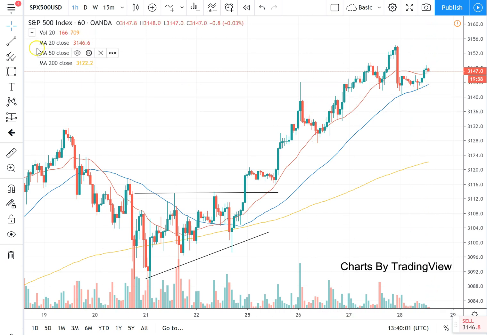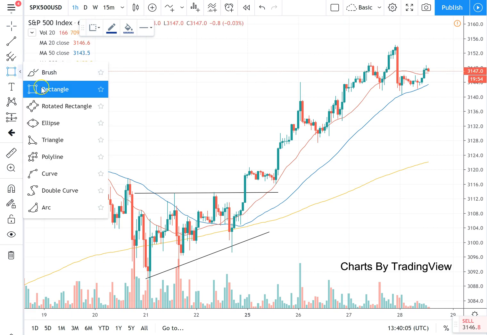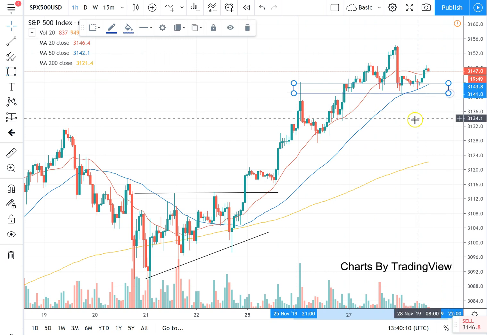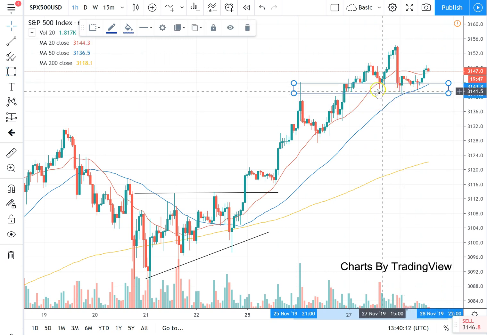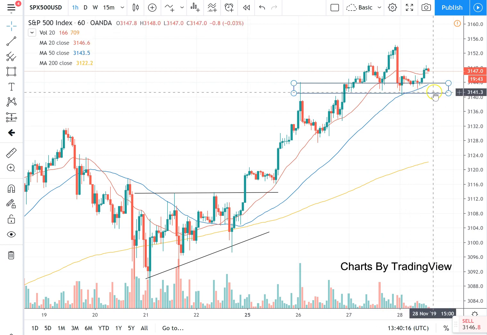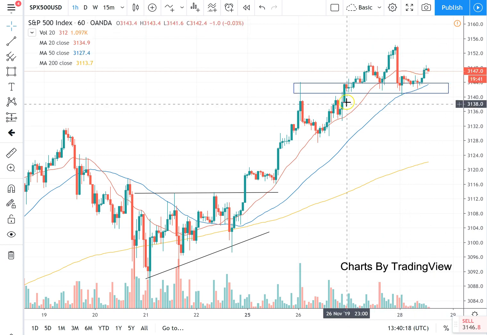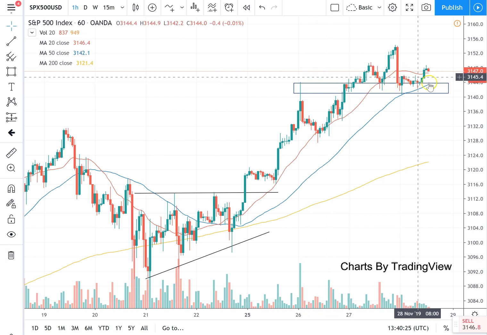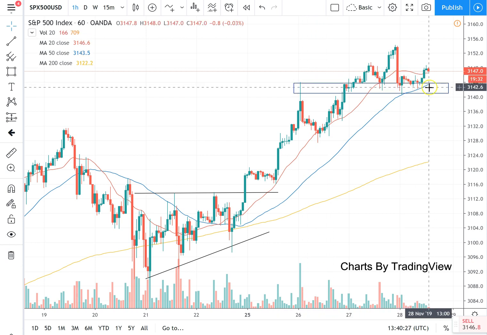This is a support area. Let me just draw a rectangle here. There's a support area here, because there's a lot of price congestion here and the previous high here. So this is actually a support area. Now right now I do not know whether it's topping out or trading sideways, but as long as it stays within this range and above the 60-minute 50 MA, then I just treat it as resting.